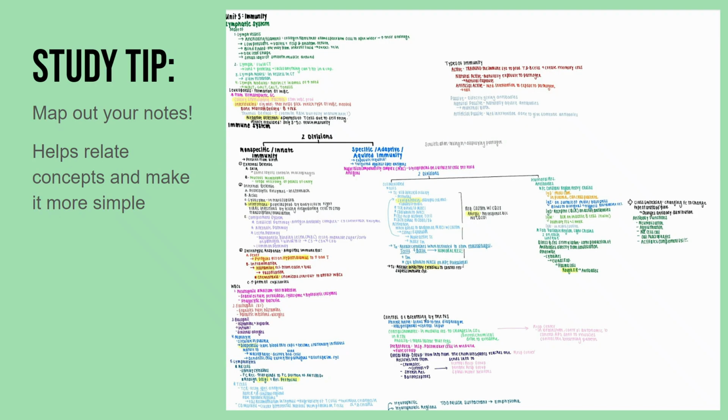Here's a study tip that I found from my notes when I took the class. After you study, I go through and try to map everything out and how it connects. So you can see I put the two divisions of the immune system, and then from the specific immune system, I went into the cell-mediated and humoral response and put down the main points of everything to make it make more sense in your brain.